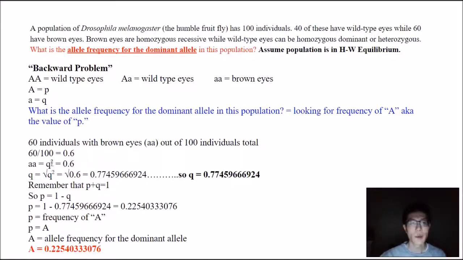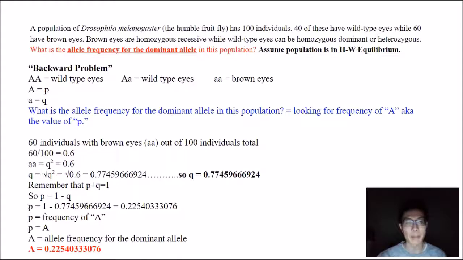And so, well, you know q squared. You can easily find q simply by square rooting the value of q squared, or the square root of 0.6, which in our case is 0.7745, and so on. So our q value is the value given over here. Now, remember, it's very important to keep in mind that the population is already in Hardy-Weinberg equilibrium, so you can use this formula over here where p is simply 1 minus q. So p equals 1 minus 0.77459, etc., and that gets you this value, 0.2254.